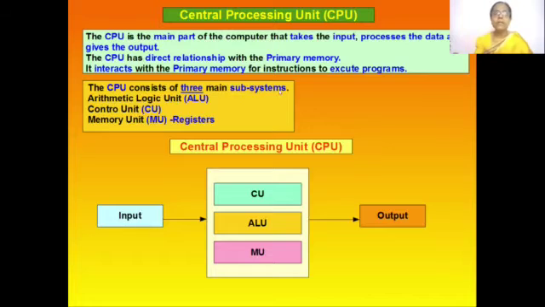The CPU consists of 3 main systems. That is the ALU or the arithmetic logic unit, the CU, the control unit, and the memory unit, which is also the register. So you can see there's a diagram. The input goes into the CPU. And in the CPU, you have these three parts, CU, ALU, and MU. That is control unit, arithmetic logic unit, and the memory unit. Whatever information is being processed in this, then you get the output or the result.